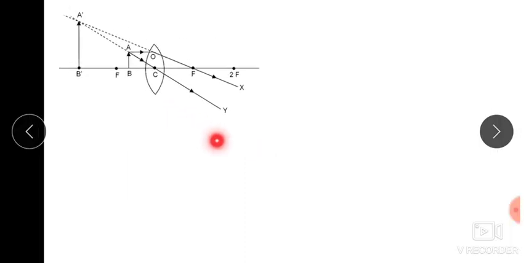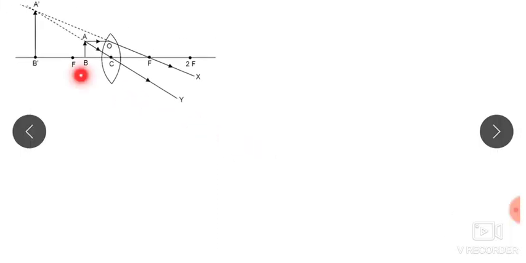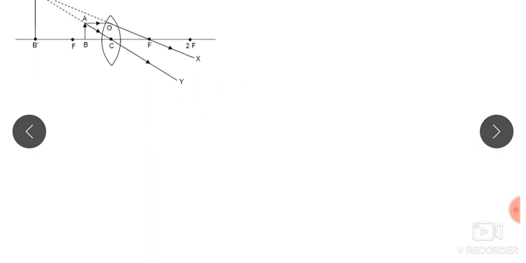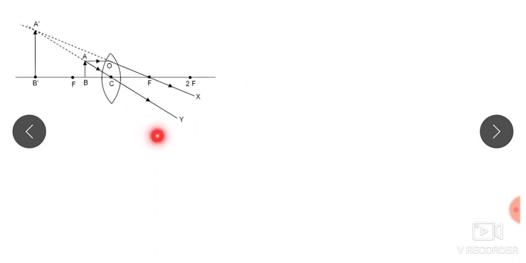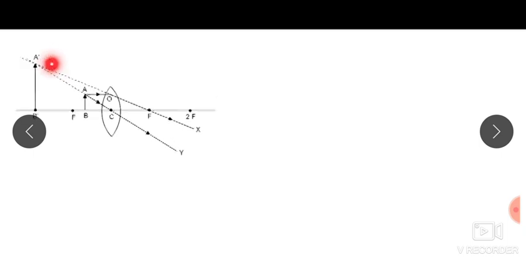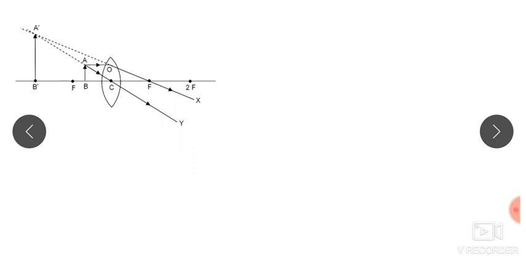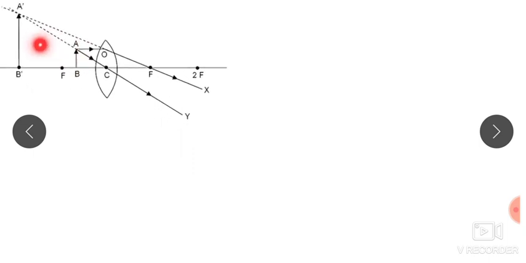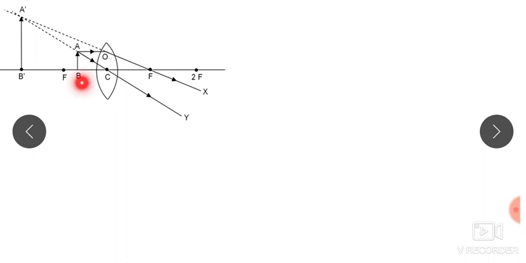In this case, when the object, the source AB, is placed here, the parallel ray passes through its focus. The second ray, as we discussed, passes through the optic center without deviation. These two rays never intersect, X and Y never intersect. So when the observer is viewing this, it seems these two rays are coming from some point here. So this is the virtual position of the point A. A dash is the image of A. Similarly, B dash is the image of B.